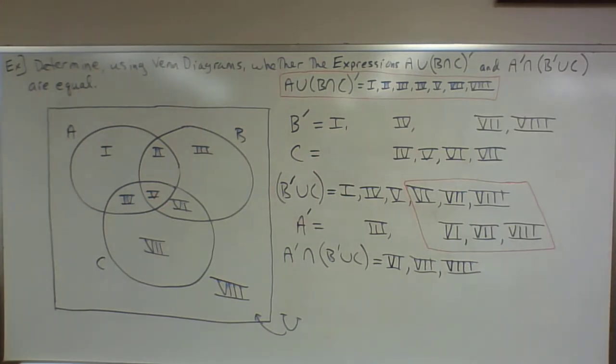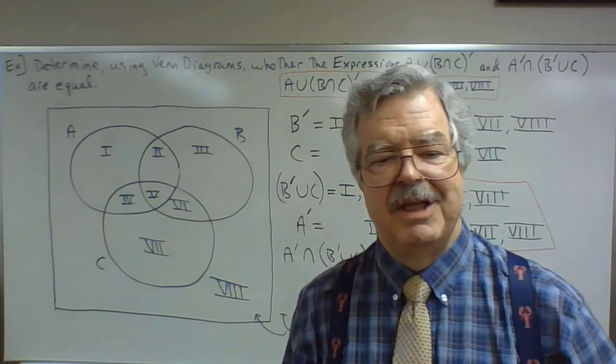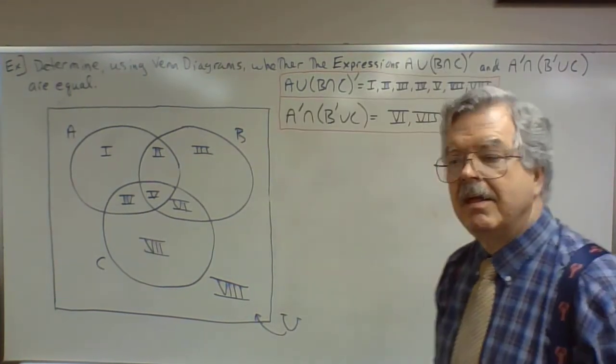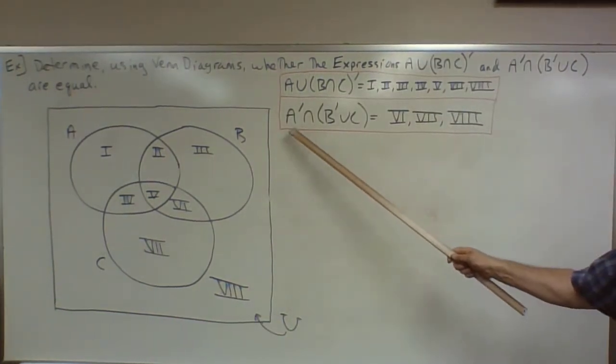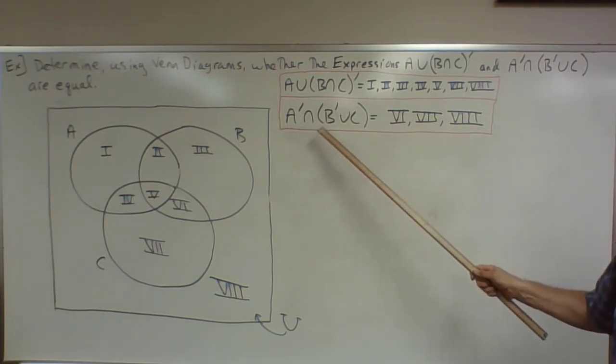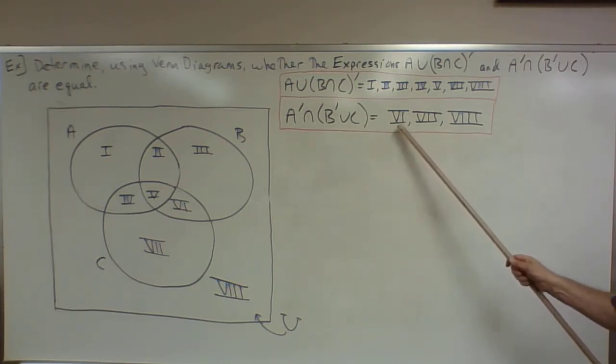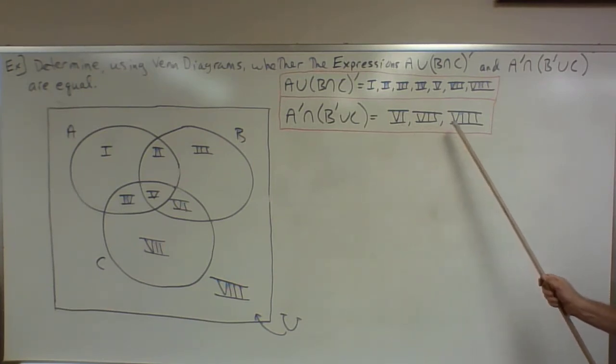Okay. Beautiful. We'll tabulate the votes and get right back to you. We rewrote our previous result. A complement intersect B complement union C comprises regions 6, 7, and 8.